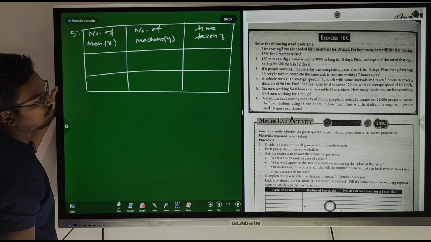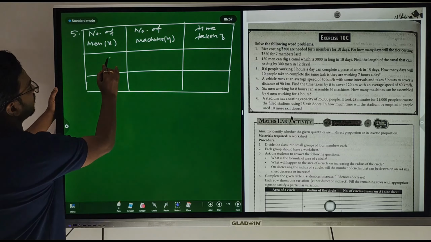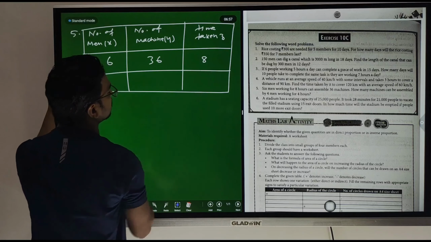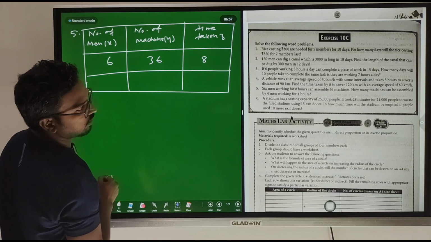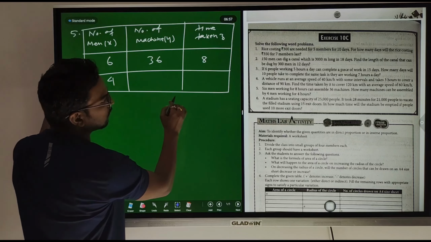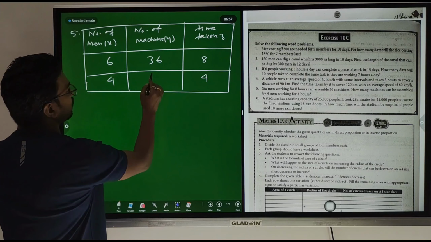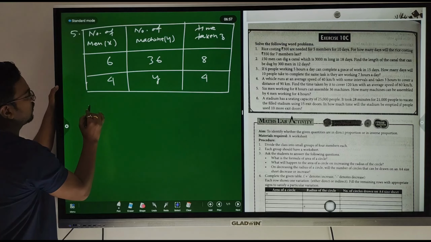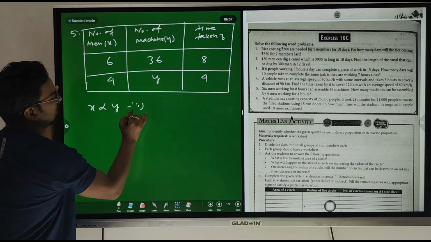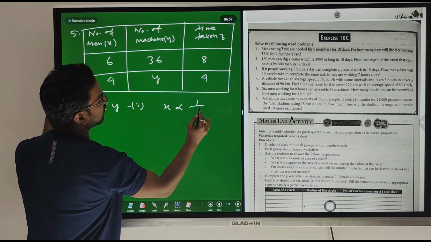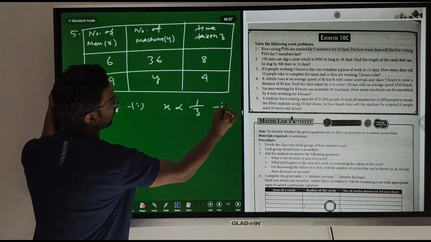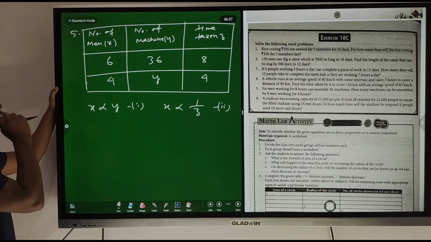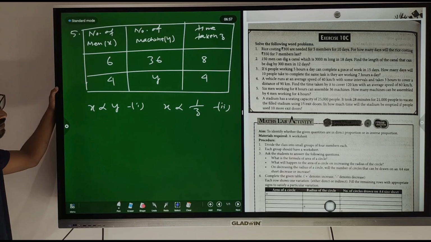So here, how many men? 6 men. They can assemble how many? 36 machines, and they take 8 hours. Similarly, how many machines can be assembled if there are 4 men and they work for 4 hours? So how many machines? We don't know. So here you see, x is directly proportional to y, and x is inversely proportional to z, right? It is inversely proportional.